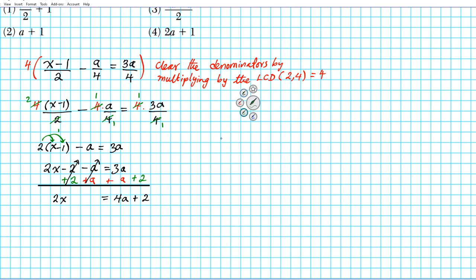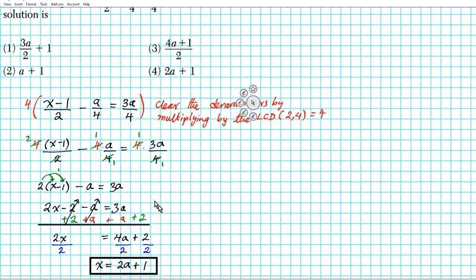To finish this off, we have to get x isolated. It's being multiplied by 2, so to undo that operation, we use the inverse of multiplication, which is division. So we divide every single term in the equation by 2. On the left side, you're left with x. 4a over 2 is 2a, and 2 over 2 is 1. Your final answer is 2a + 1. Bam. There goes the answer to the question. So the answer to question 1 is option number 4.